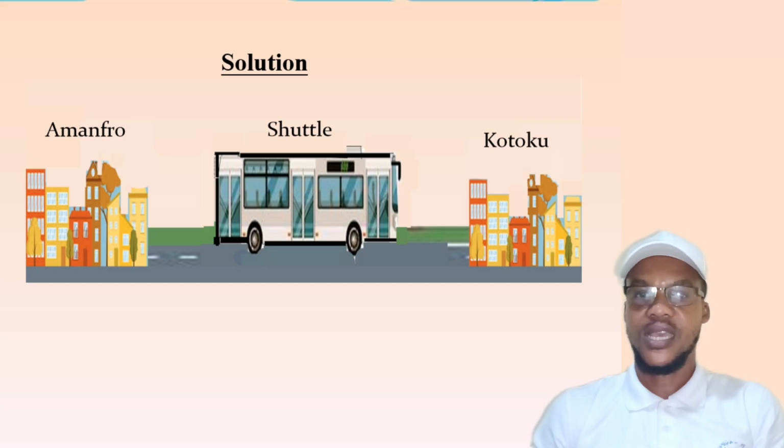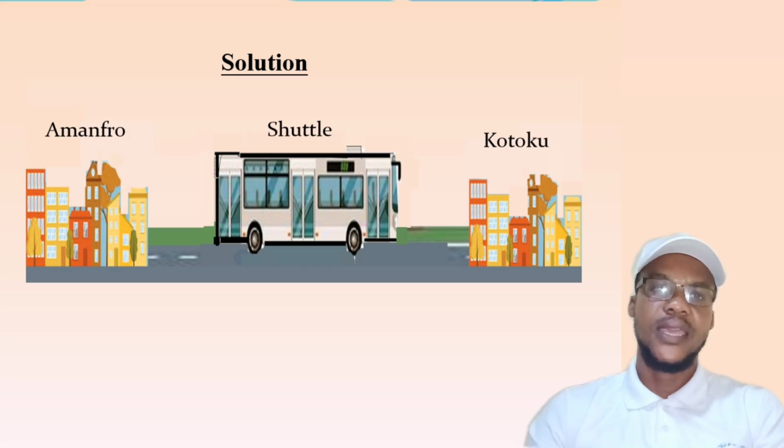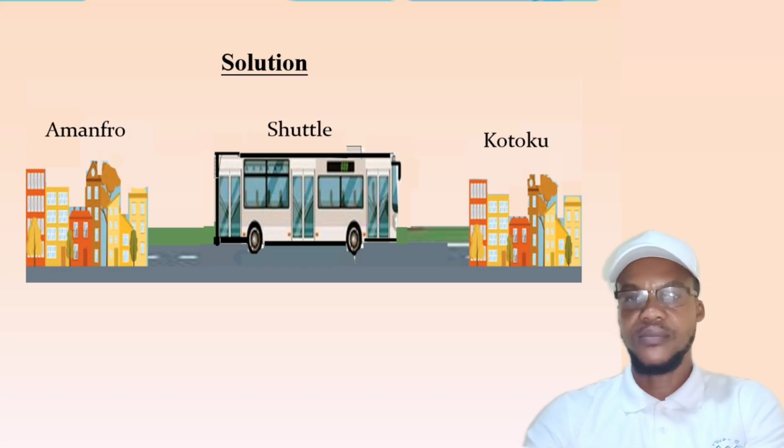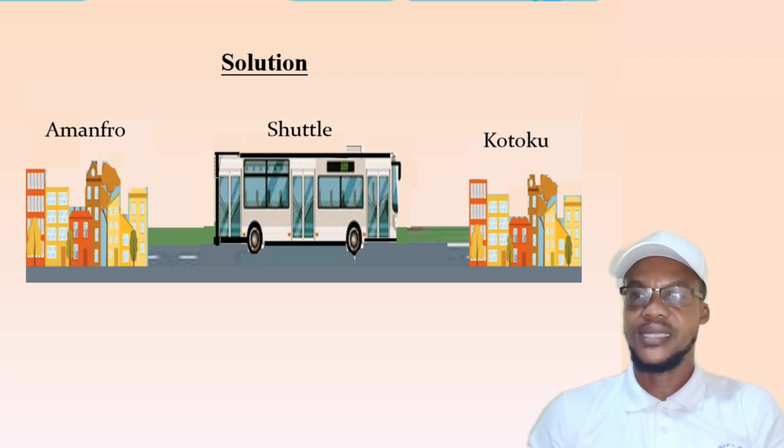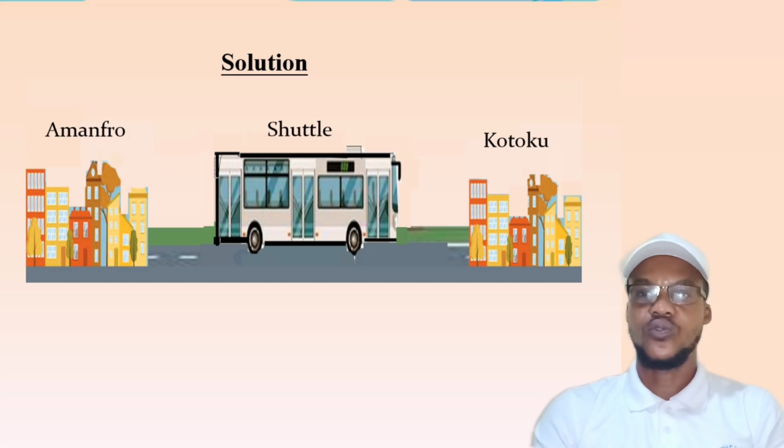You see that we have these two cities here, Amanfro and Kotoku, and then we have the shuttle. The shuttle is a bus that conveys people from one town or city to another, between two towns or cities, and then comes back again and conveys people again.